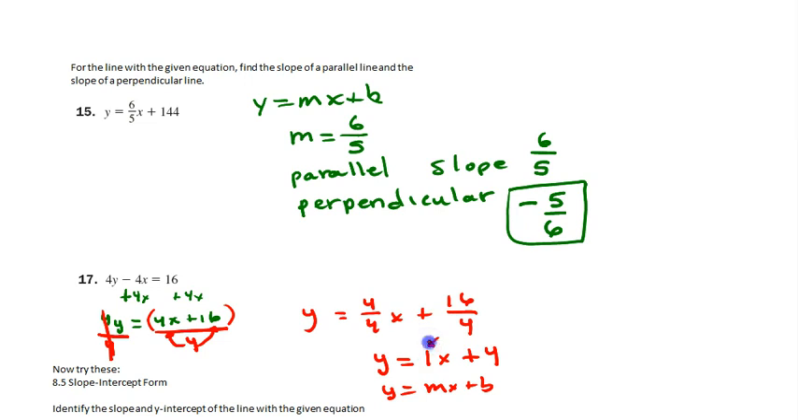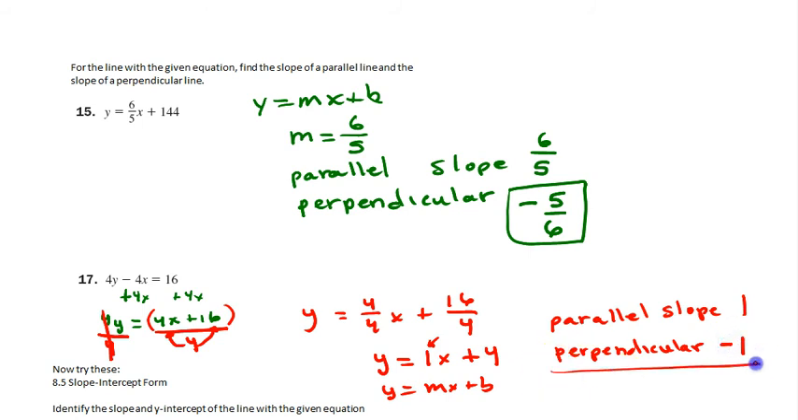Well, my slope is 1, or 1/1, so I'm going to write parallel. My parallel line slope would be 1. My perpendicular line would have to be the reciprocal. Well, the reciprocal of 1 is 1, and its opposite, so -1. So the perpendicular line would have a slope of -1, and the parallel line would have a slope of 1.